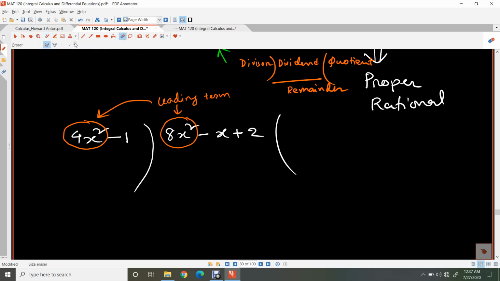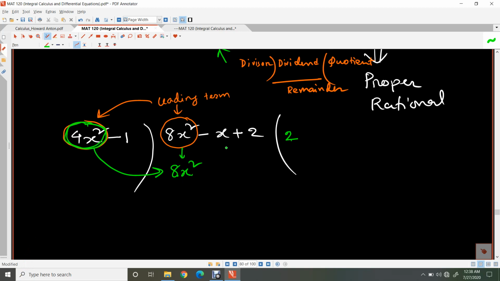So at first, we are focusing on the leading terms. Now, what can we do? We need a similar term here. Here we have 8x squared and we just need 8x squared here. For this, what should be multiplied to get this one? If we multiply 2, so 2 times 4x squared will give us 8x squared. I am repeating again: if we multiply 2 with this part, then we will get 8x squared, which is the same as this one.